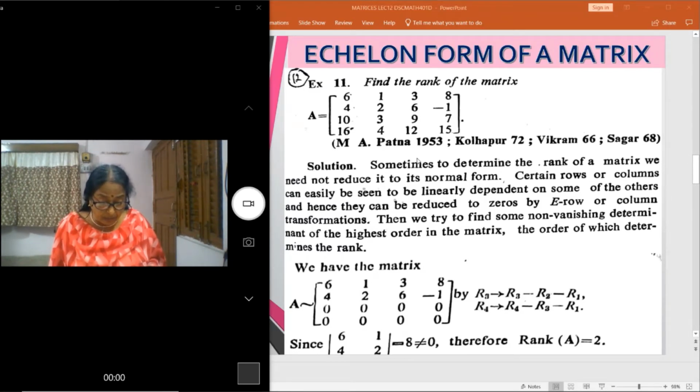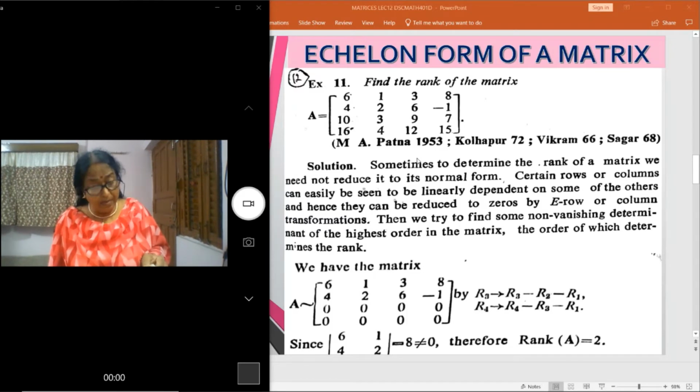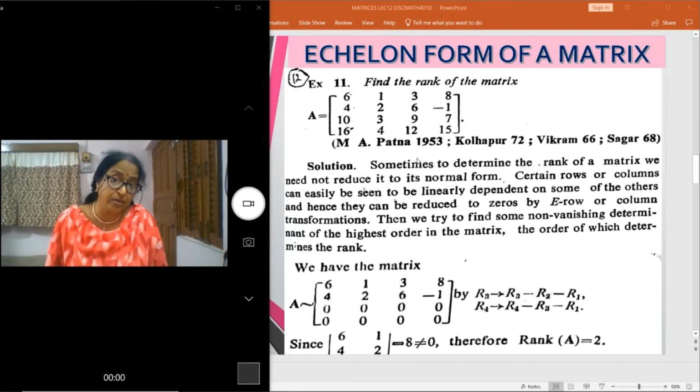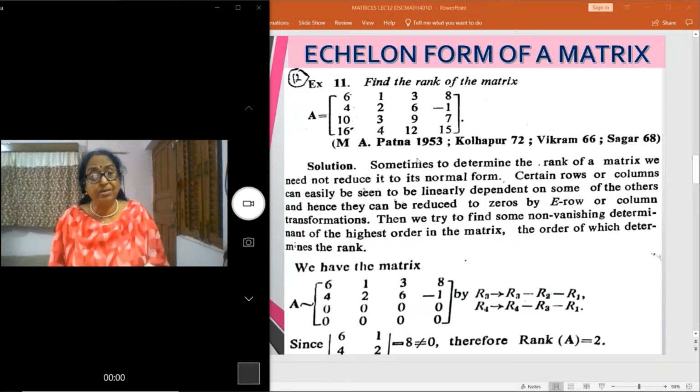Again, 6 plus 10 gives us 16. When the first row and third row are added, 1 plus 3 is 4, 3 plus 9 is 12, 8 plus 7 is 15. So I'm saying, when doing matrix problems, watch the problem carefully. If by giving some transformation any row or column becomes 0, first preference is given to that, and only then we proceed. So after doing this row transformation, we can see that the last two rows become 0.